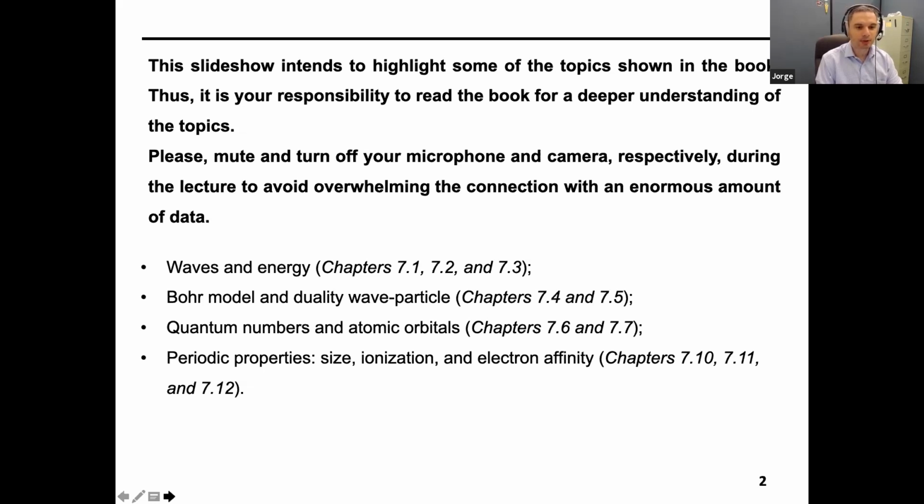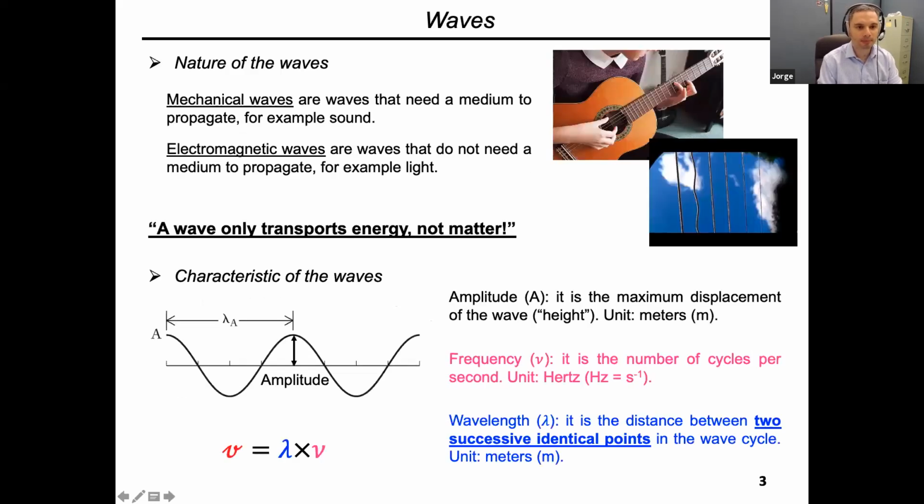All right, so let's start from the beginning. So let's talk about waves and energy. First of all, I would like to talk about the nature of the waves. There are two different kinds of waves. The first one is classified as mechanical waves. Mechanical waves are waves that need a medium to propagate.